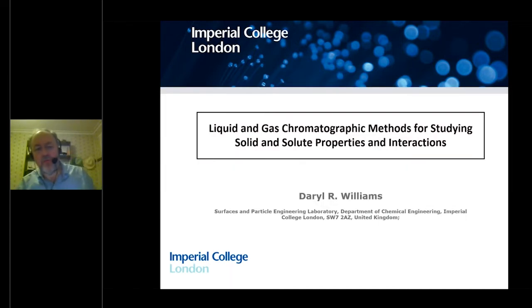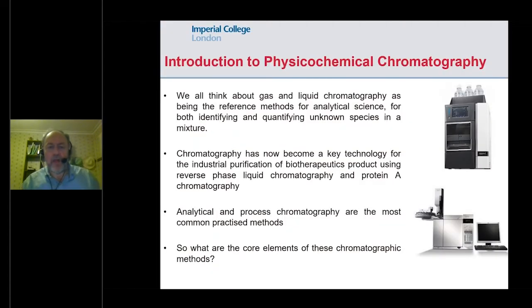This afternoon's presentation is really going to be about the use of liquid and gas chromatography for studying solid state materials, and in the process understanding the interactions between solutes and solid state materials, and also the interaction between solids and themselves. We're going to start by spending a few minutes talking about chromatography and giving a perspective on the sort of chromatography I'll be describing today, which is not the sort of chromatography that you will be familiar with. I think we are all very familiar with gas and liquid chromatography, but we most commonly know them as key reference techniques for analytical science.